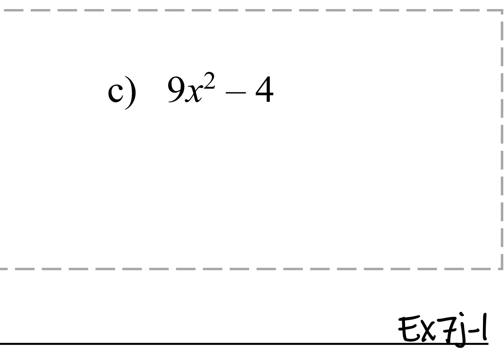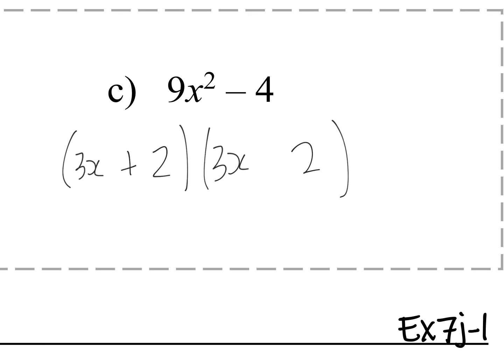Part C, 9x squared minus 4. A good bit trickier this one. For the first time, we're trying to factorise here, but the number of x squareds is not 1. But if you think about the difference of two squares, what number times by itself will give 9x squared? The answer is 3x. 3x multiplied by 3x would give 9x squared. And then what number times by itself will give 4? The answer is 2. So plus 2 multiplied by minus 2 will give minus 4.